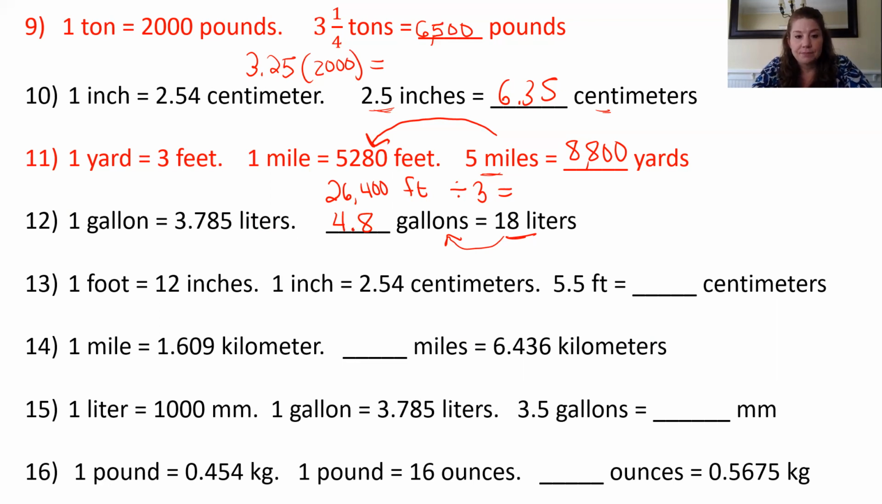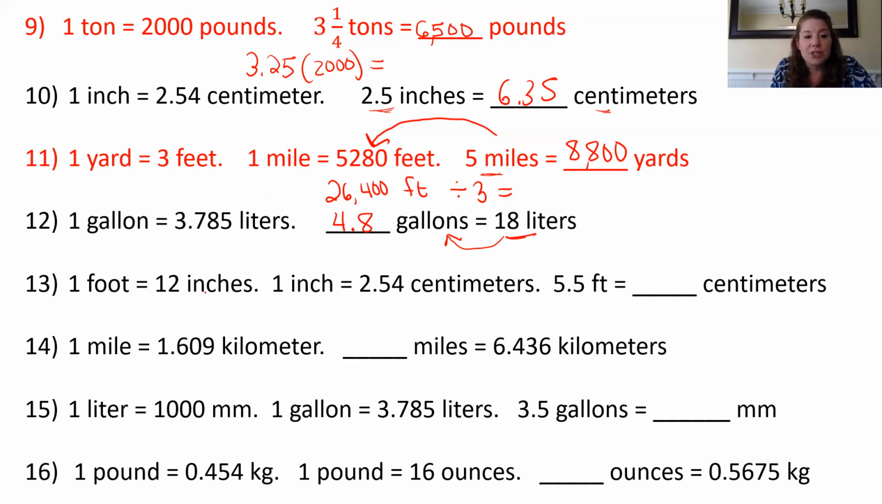4.8 gallons. And I'm checking my math by doing the opposite. If I multiply 4.8 times 3.785, I get a little tiny over 18 liters because I rounded. Okay. All right. I have 2 conversions here.